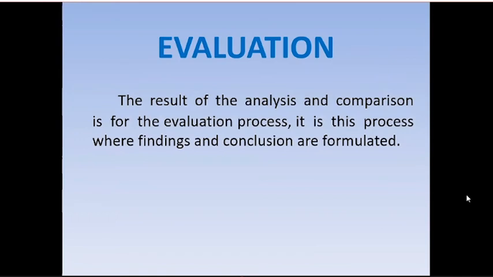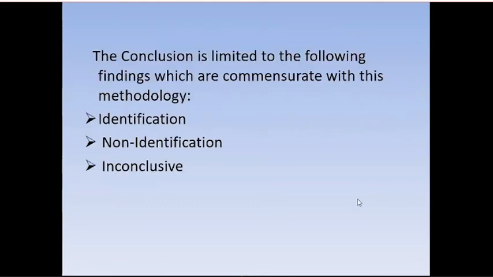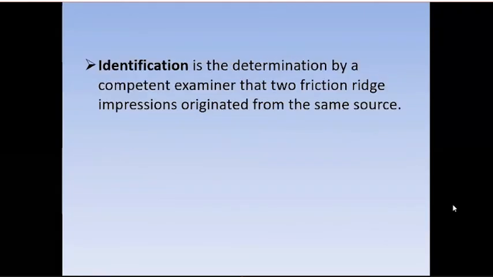The result of analysis and comparison is for the evaluation process. It is the process where findings and conclusions are formulated. The conclusion is limited to the following findings which are commensurate with this methodology: identification, non-identification, inconclusive. So, you have three findings. It's either identical, non-identical, or inconclusive. Identification is the determination by a competent examiner that two friction ridge impressions originate from the same source. That means your latent print and your standard print came from one hand. That is why we call it identical. That is for the identification.